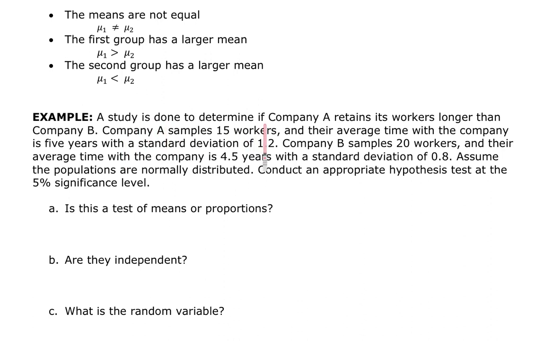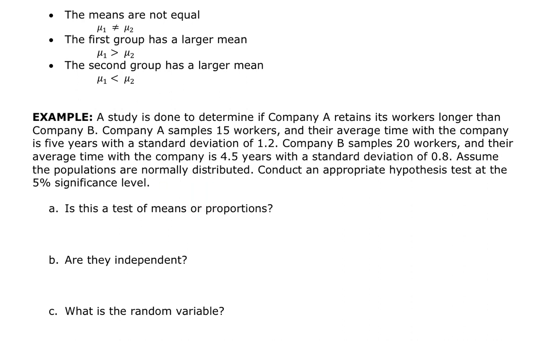A study is done to determine if Company A retains its workers longer than Company B. Company A has a sample of 15 workers. Their average time with the company is 5 years with a standard deviation of 1.2. Company B samples 20 workers, and their average time is 4.5 years with a standard deviation of 0.8. Assume the populations are normally distributed.